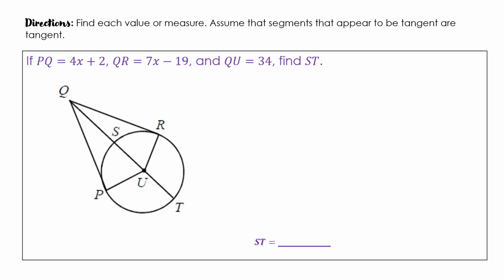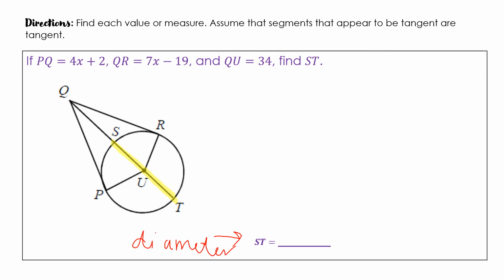So this one, we are looking for the value of ST, and ST is the diameter. So if I can find the radius, then I can find the diameter. So you might want to make note of that. Remember that the diameter is always double the length of the radius.